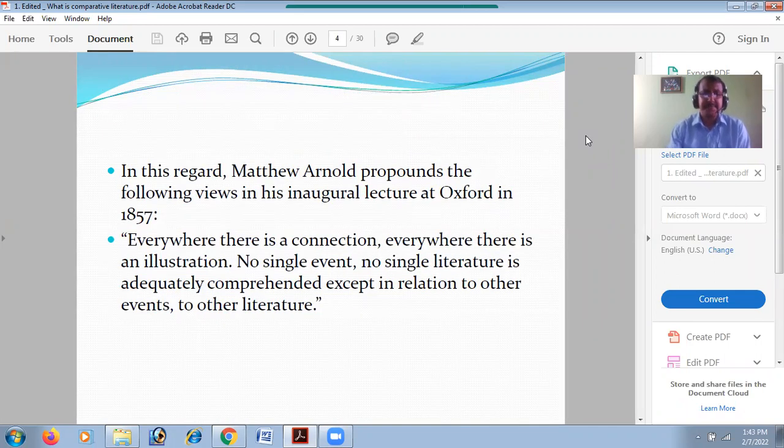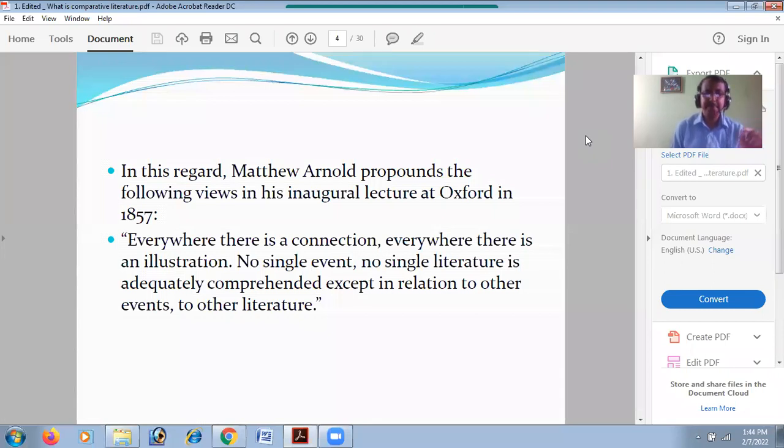In this regard, Matthew Arnold, in his inaugural lecture at Oxford in 1857, raised the question: what is the importance of comparing literatures? Why will we compare literature? Literature itself is a presentation of humanity, culture, and everything. So why will we compare? Matthew Arnold's comment in this regard is praiseworthy.